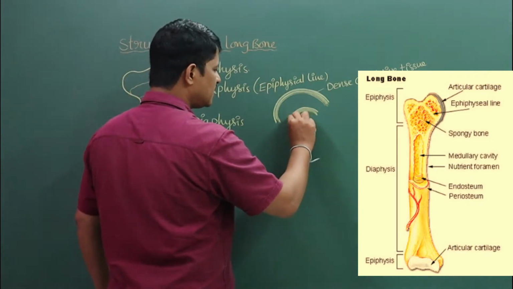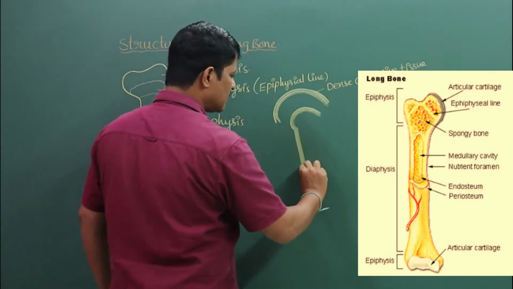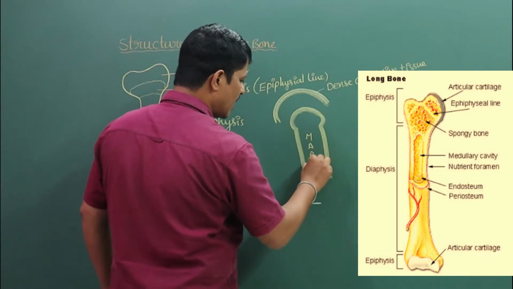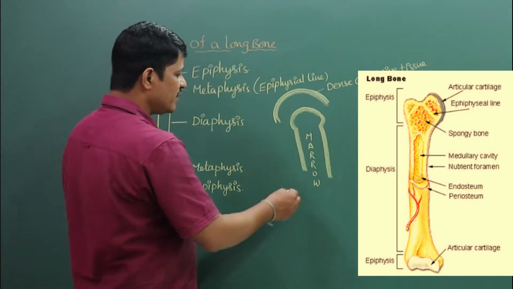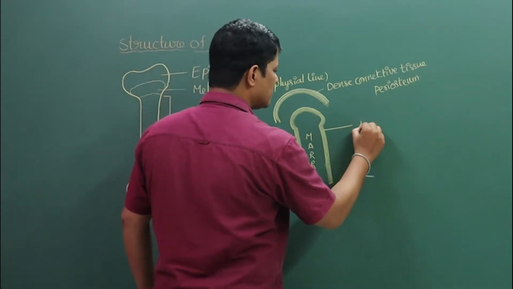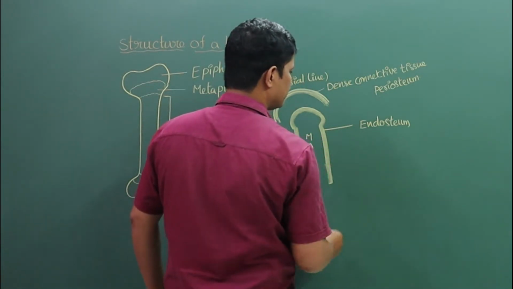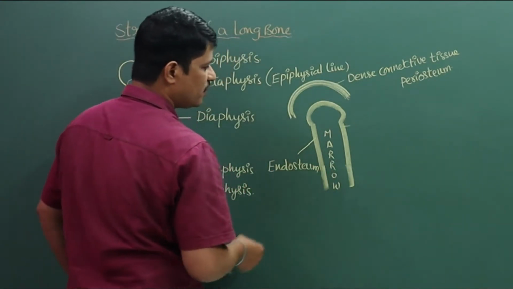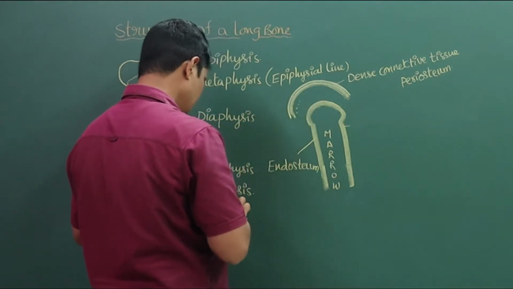And below this periosteum, the part that covers the marrow cavity, a hollow cavity, is known as the bone marrow cavity. This marrow cavity is surrounded by another part. This part is known as endosteum.